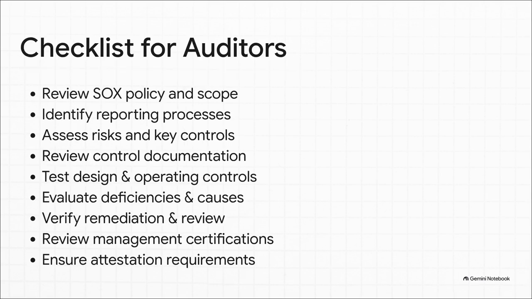If you're an internal auditor listening to this explainer, here is your practical sample checklist for auditors. Review SOX policy and scope. Identify key financial reporting processes. Assess risks and key controls. Review control documentation. Test design and operating effectiveness. Evaluate deficiencies and root causes. Verify remediation and management review. Review management certifications. And ensure auditor attestation requirements. Stick to that list and you'll maintain order and keep those external auditors happy.